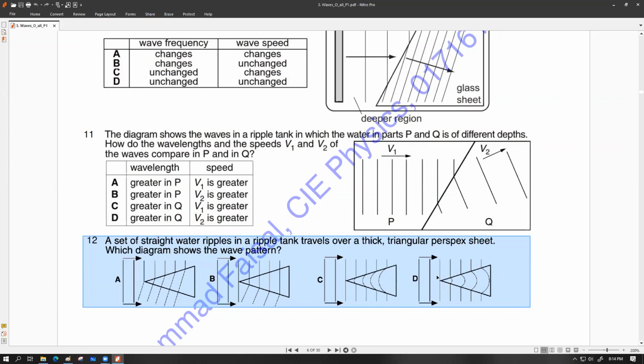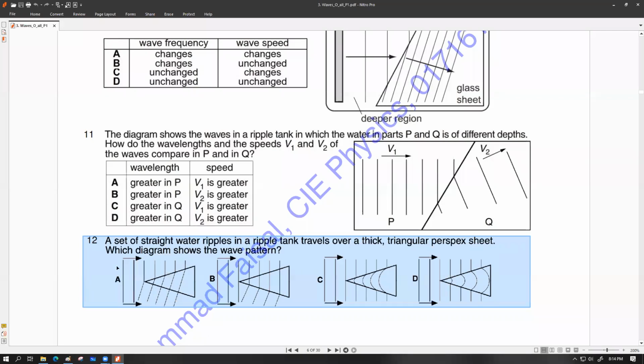Now in A, you can see that they are showing you some refraction, but they are making the refraction happen in this region as well. In this case, you are not supposed to have refraction because the depth of the water medium before this, here and here, everywhere other than above the triangular perspex sheet, has the same depth. Can you all agree on this information?